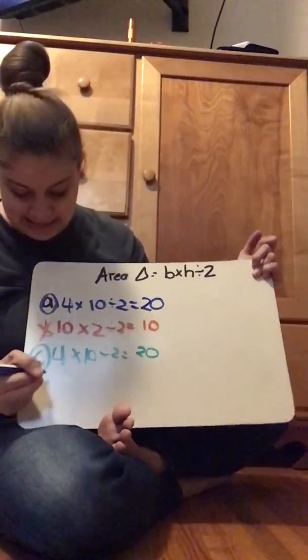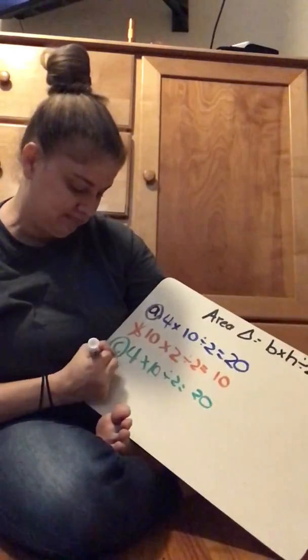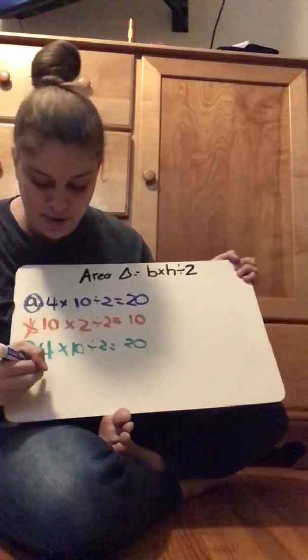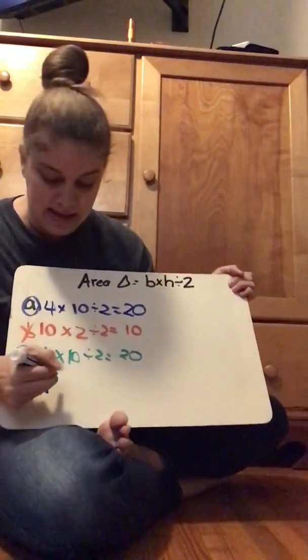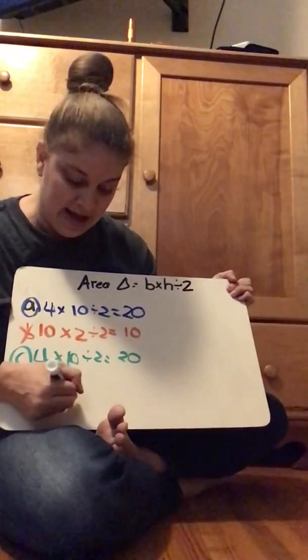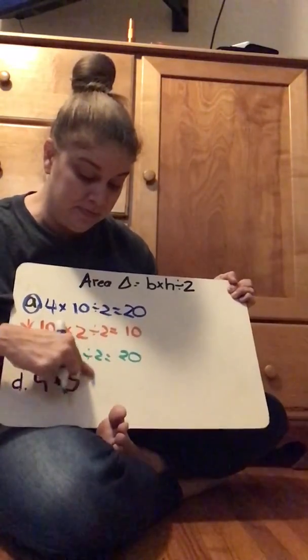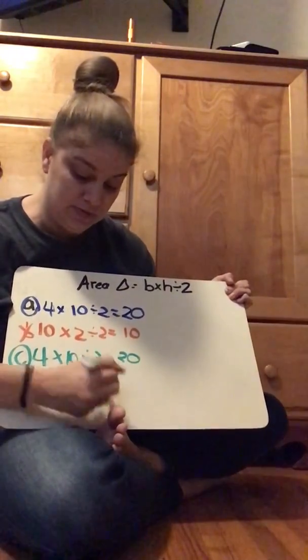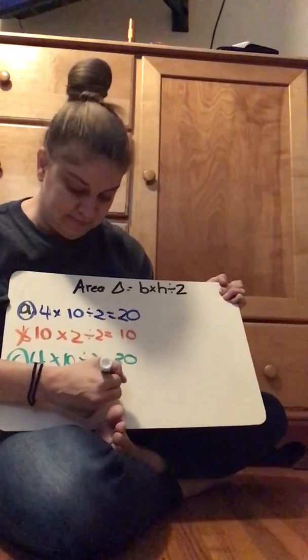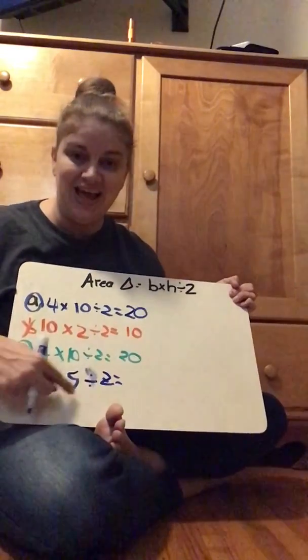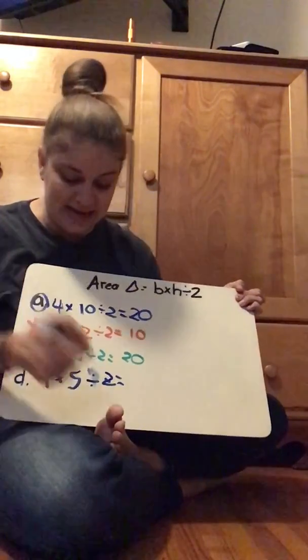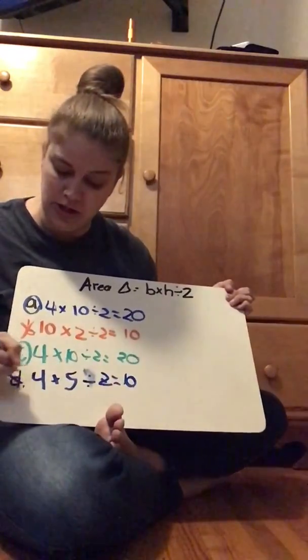Now let's look at D. Here your base is 4 and your height is 5. And then I'm going to divide it by 2. So 4 times 5 is 20. And then when I divide that by 2, I get 10. So would that work? No.